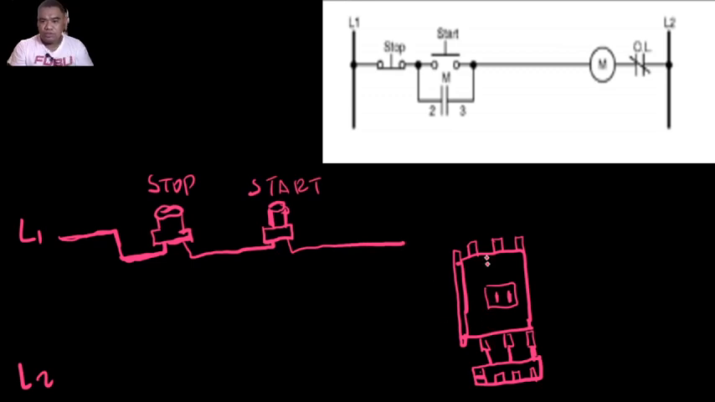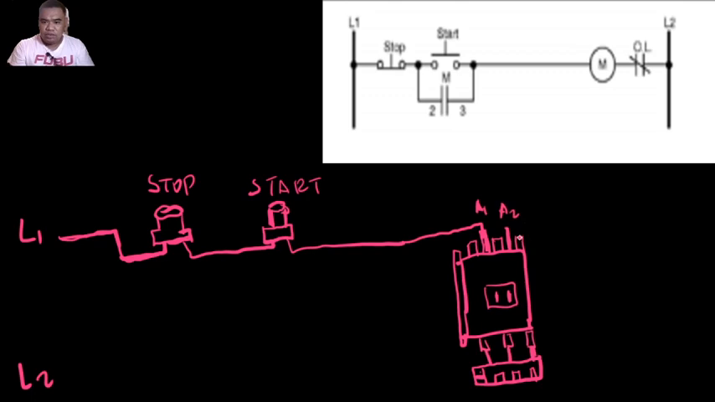So for this one I forgot to draw the coil. The coil contact is usually connected below the main contacts. So this will be the connection of those ones. So this will be the coil. It is usually tagged as A1 and A2. So you need to connect that one.